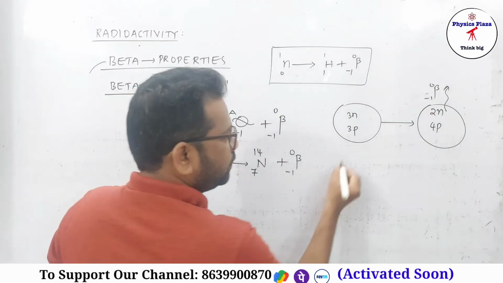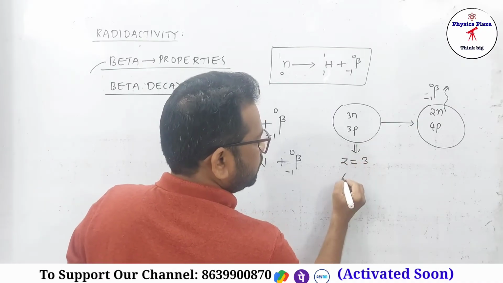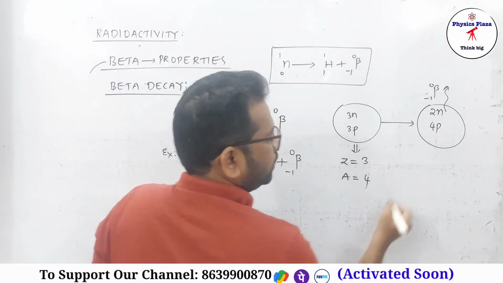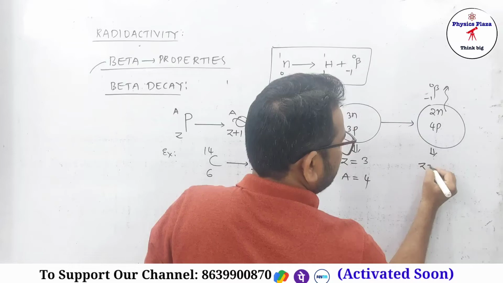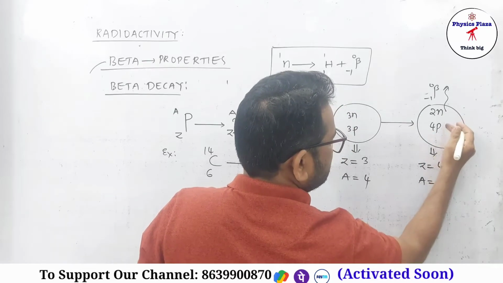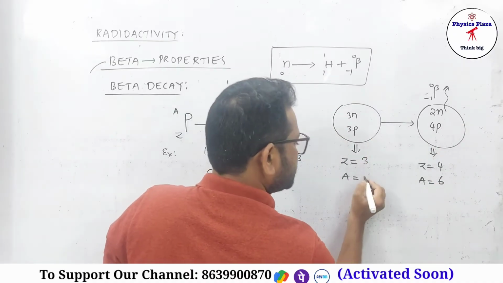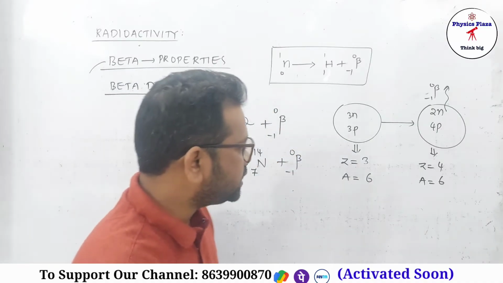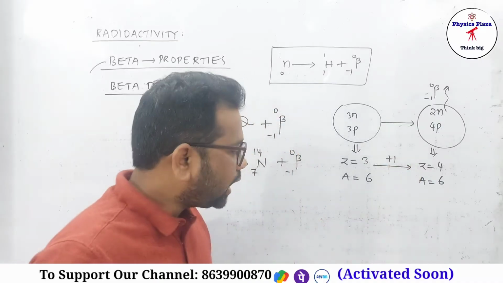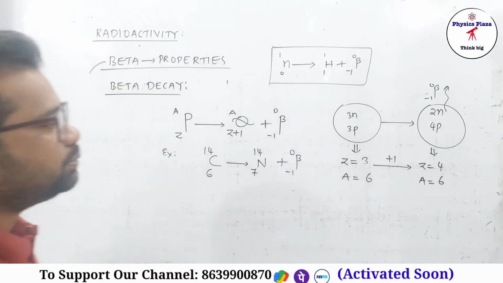Okay, that's fine. Now just look here, children. What is the atomic number? 3. Mass number is the number of nucleons, 3 plus 3, 6. Now come to here. Atomic number, number of protons, 4. Mass number, number of neutrons plus number of protons, 2 plus 4, 6. Oh, this is 6, sorry. It is 6. So if you can see, atomic number is increased by 1 and there is no change in the mass number. So this is all about the properties of beta and beta decay.